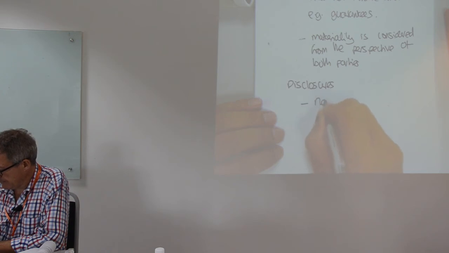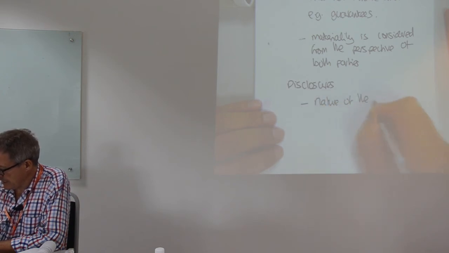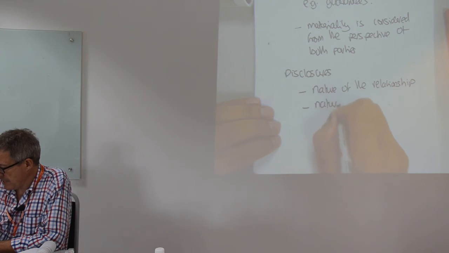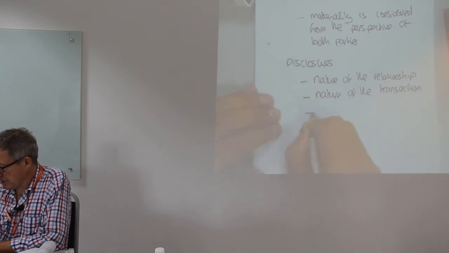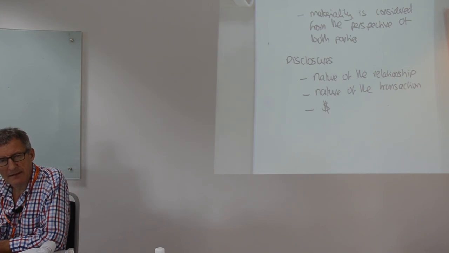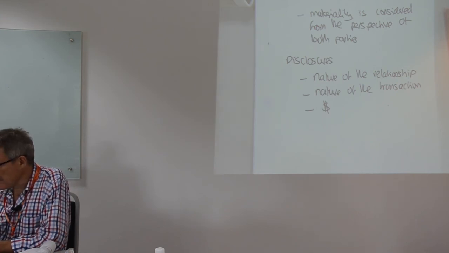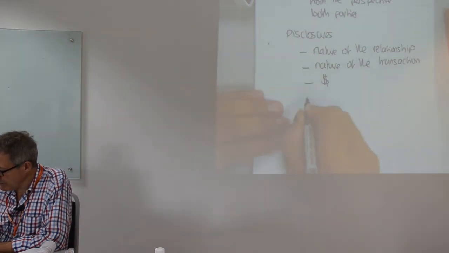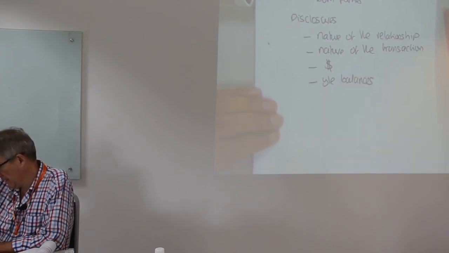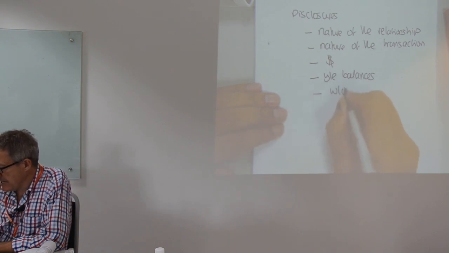What are you disclosing? The nature of the relationship. It's a director. What are you disclosing? The nature of the transaction. It's a loan. What are you disclosing? The amount. We lent a director 10 million ringgit. Yeah? You are disclosing the nature of the relationship, it's a director, the nature of the transaction, it's a loan, the amount of money involved. You would disclose any year-end balances. And you would disclose any amounts that have been written off.